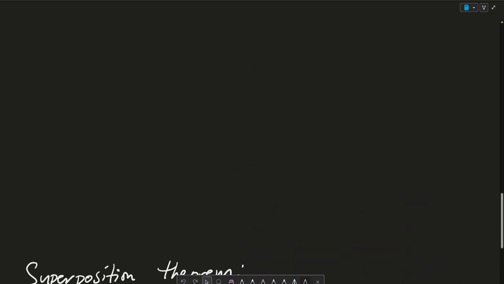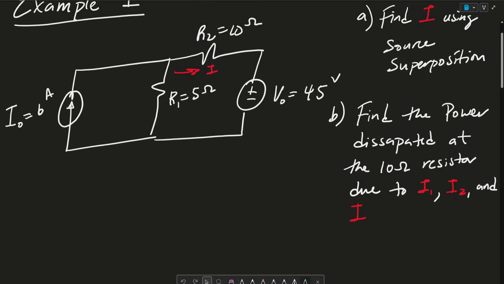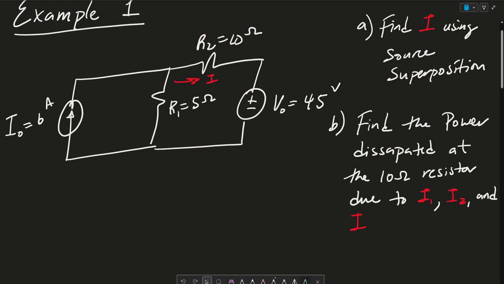So let's go to the first example. We see that in order to find I using superposition, we can, again, cancel out this source right here, or make it a short circuit, and then only analyze I0. So let me go ahead and redraw that circuit. It would look something like this.